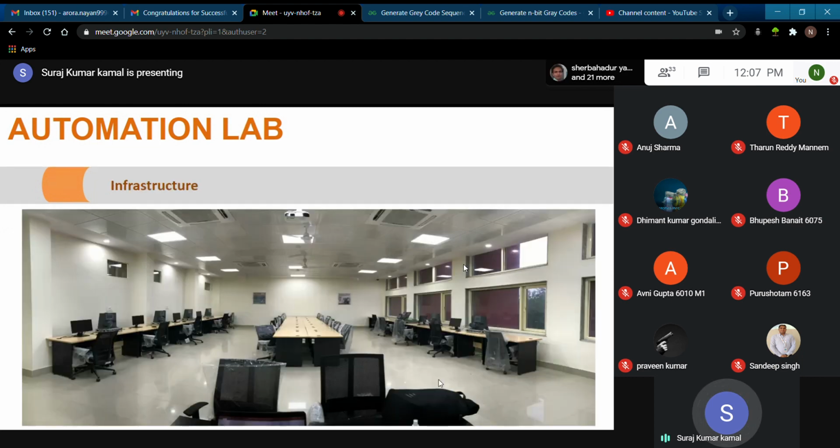So this is the infrastructure we have in SCOE, NIT Kurukshetra. This is our lab where we have multiple PLC controllers embedded with HMIs and having the SCADA system also. We have 6 1200 PLCs over here and 1 1500 PLC over here.